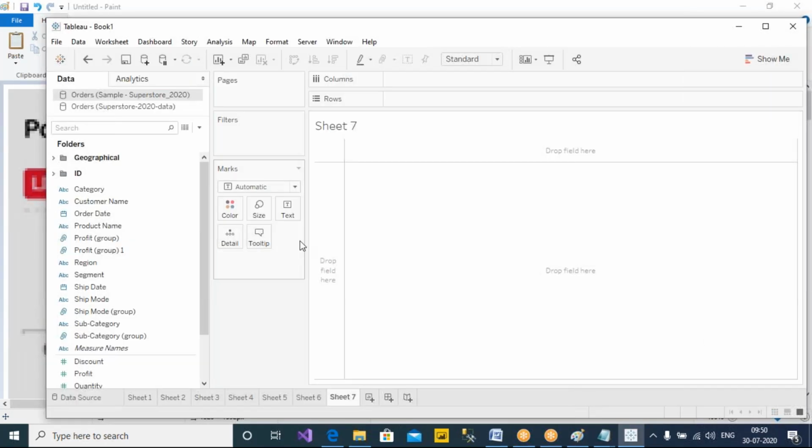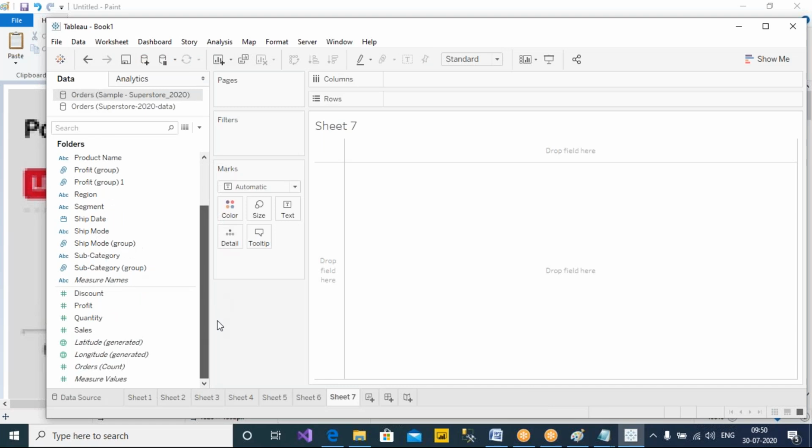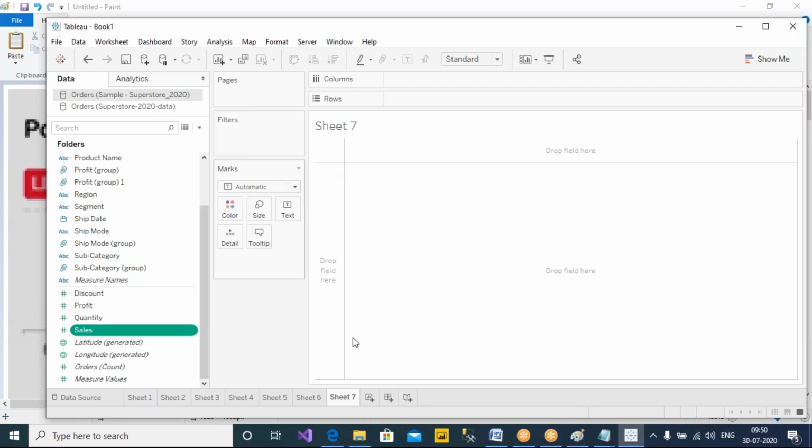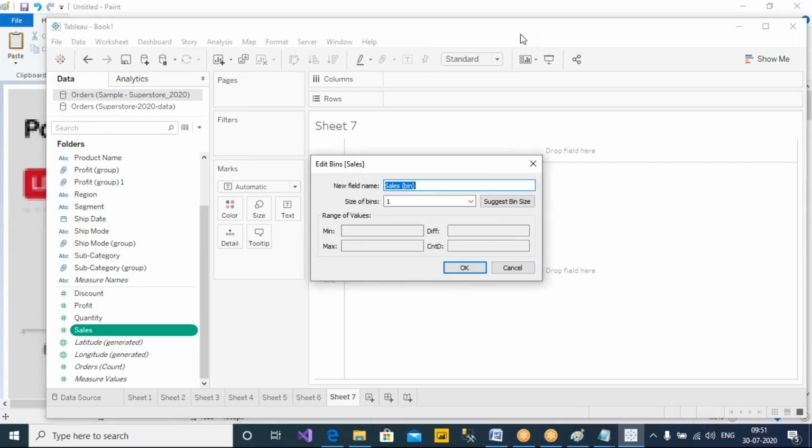Let's come to Tableau here. What I want to do here is find out the sales or profits. So let's do something here. Right click on any of the measures, go to the create option, and you find an option here, bin. So bin is nothing but distribution of values in equal intervals. Click on bin. What happens? Let's wait for a second. So it is telling you about the size of the bin.